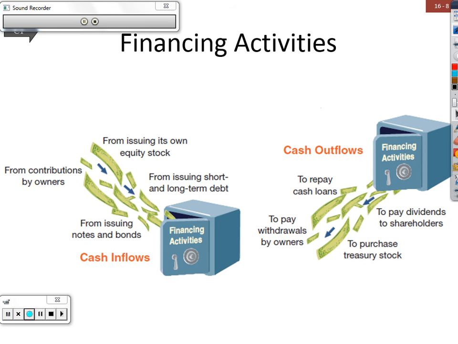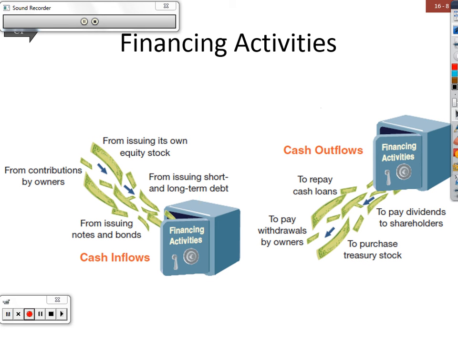Inflows: issuing their own equity stock, of course, money is earned from that. Anytime an investor or an owner continues to invest money into the business, that's considered a financing activity. If they issue any long-term or short-term debt, then that is an inflow. And if they issue any notes or bonds, of course, that's an inflow.